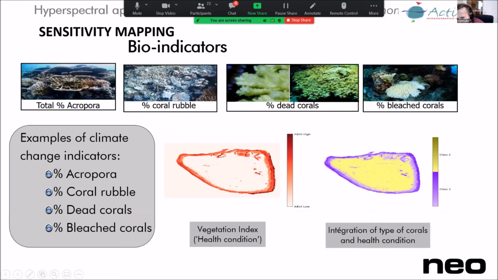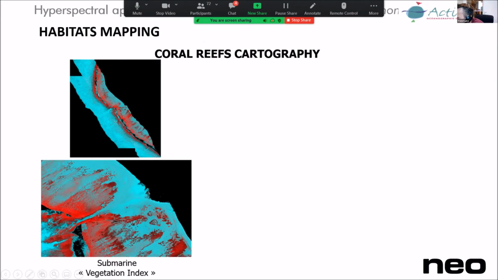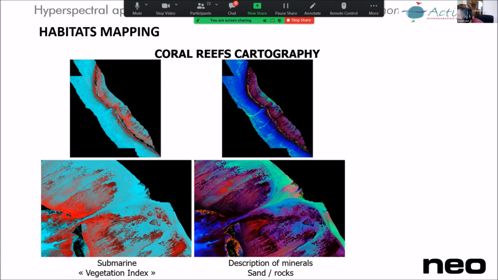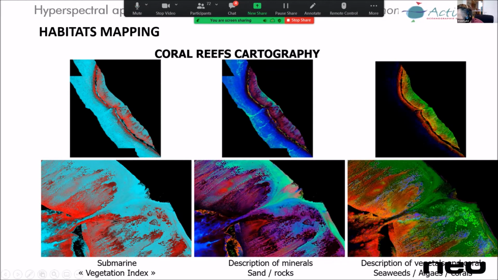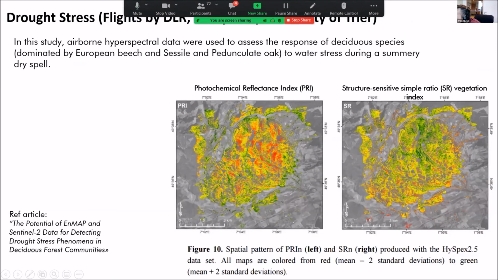So I think the whole campaign takes 3 months to fly. And they are as well diving with point spectrometers to gather ground samples and ground truth, basically. This is some of the classified maps they are getting out, which is the vegetation index, the kind of minerals, and the seaweed, algae, corals, and so on. Yeah, dryness stress again on a larger scale than before, also done by DLR in Germany.